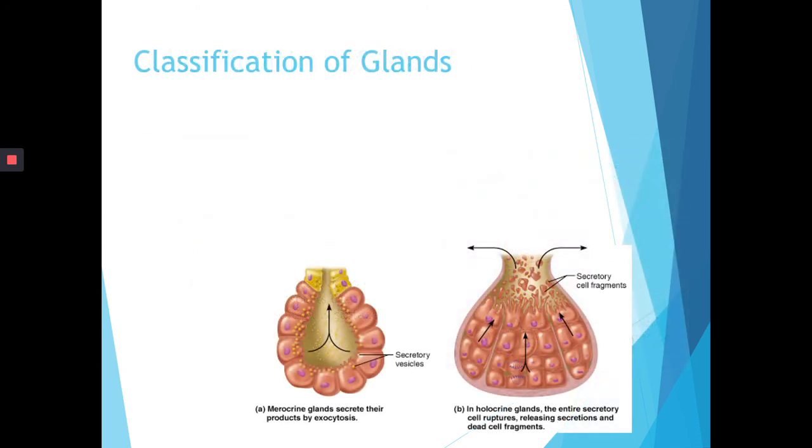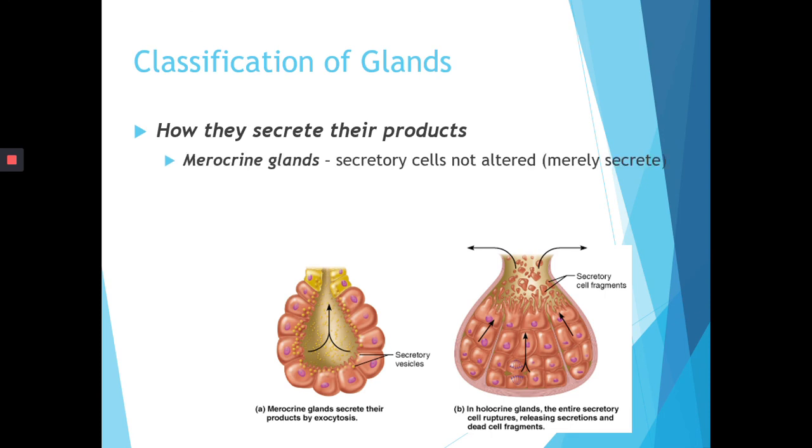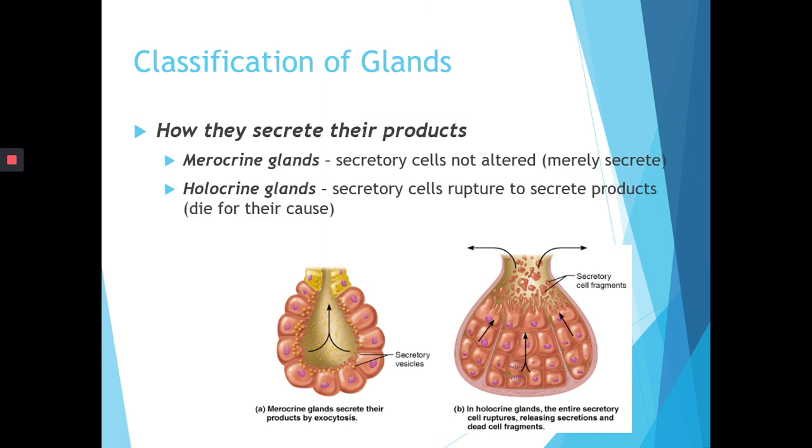As we talk about gland classification, we see that it is also based on how they secrete their products. For instance, merocrine glands are secretory cells which just secrete. The cells themselves are not altered. They produce the secretions, and the secretions go on about their business, but the cells stay behind and remain in that same fashion. However, holocrine glands secrete their products by causing the cells to rupture. The cells will die for their cause, and the cells and the secretions are all released at the same time.